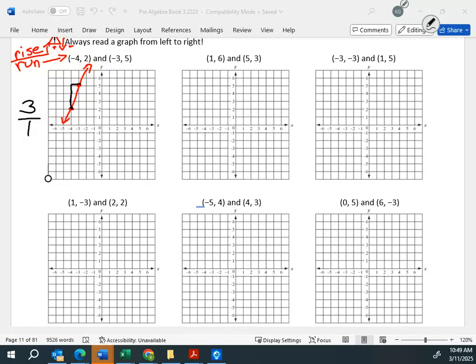Let's look at our second one. 1, 6, I need to graph that. 5, 3, I'm going to graph that. I'm going to connect them the best I can, putting my arrows on the end because it is a line.